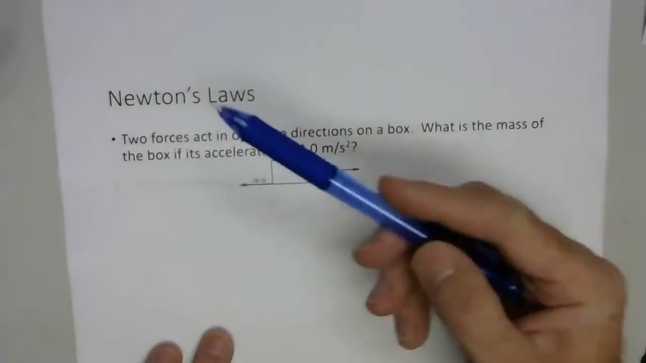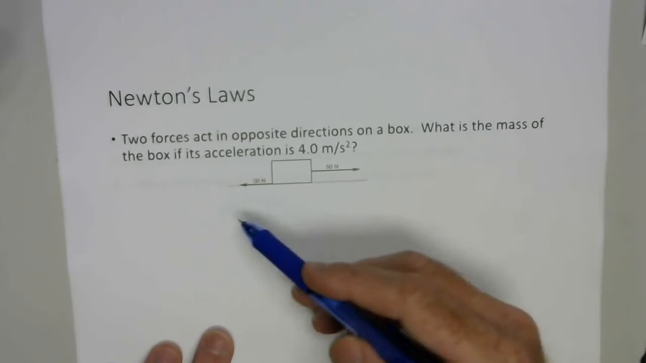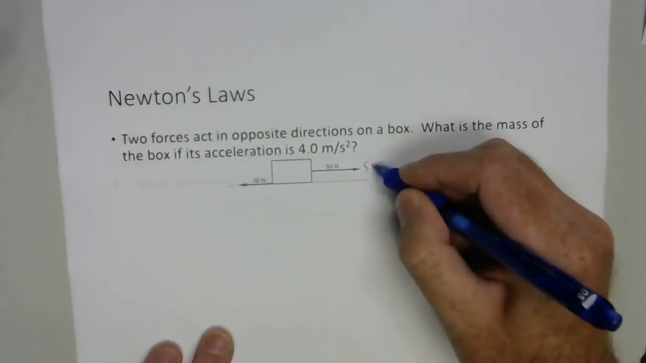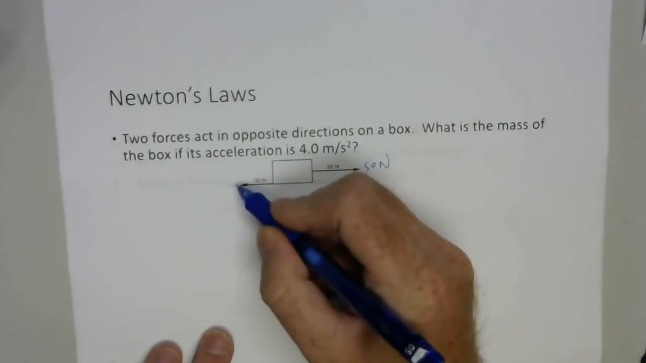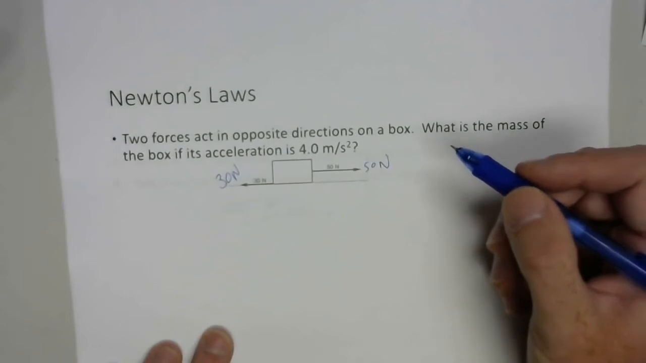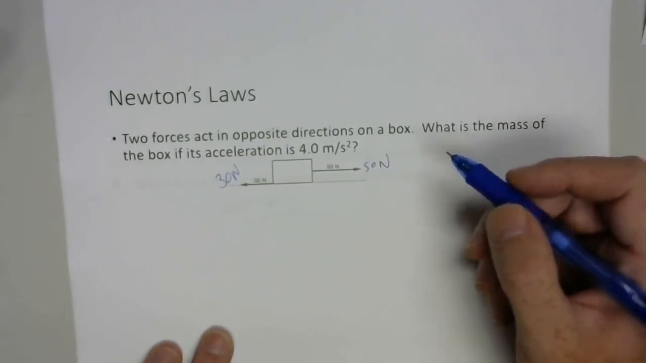So we've got two forces acting in opposite directions on a box. What's the mass of the box if the acceleration is 4 meters per second squared? So you've got a 50 Newton force acting in that direction and a 30 Newton, we'll say friction force, acting in the opposite direction.